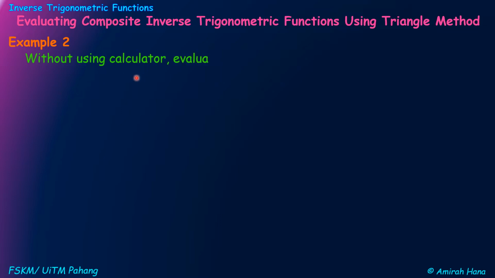Without using calculator, evaluate cos inverse sine half. From the previous video, we discussed composite functions between the same trigo, where one of them is inverse and one of them is ordinary. But how about if we have different trigo? Let's say we have a composite between ordinary cos and inverse sine half. In this case, we cannot use the properties, but we need to use the triangle method.